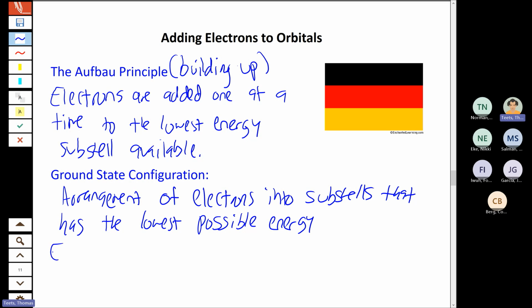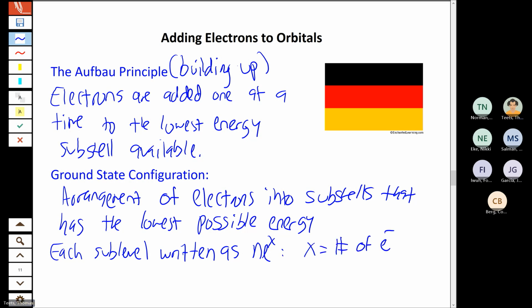So what we'll have then is a list of subshells, and we're going to designate how many electrons are in each one. In an electron configuration, a ground state configuration, each one is written as nl with a superscript x, where x tells us the number of electrons in the subshell. n still means the same thing we've been talking about, the first quantum number, or the shell number, as it's often said.